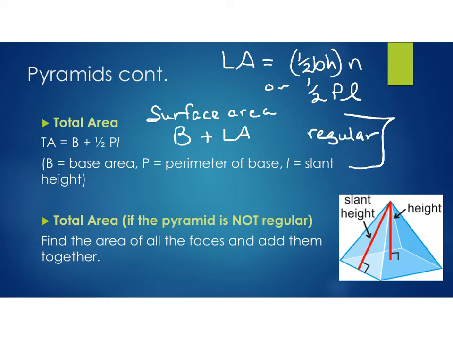If you have a pyramid that is not regular, for example, a rectangular pyramid, then what we would have to do is find the area of all the faces separately and then add them together. So if you have a rectangular pyramid, that would be the steps that we would take. We would find the areas of each of the faces separately and add them up.